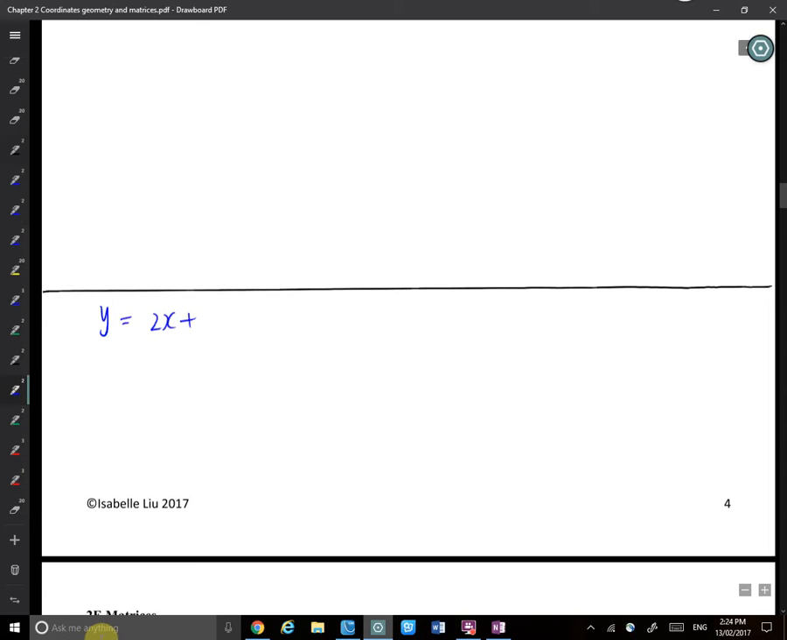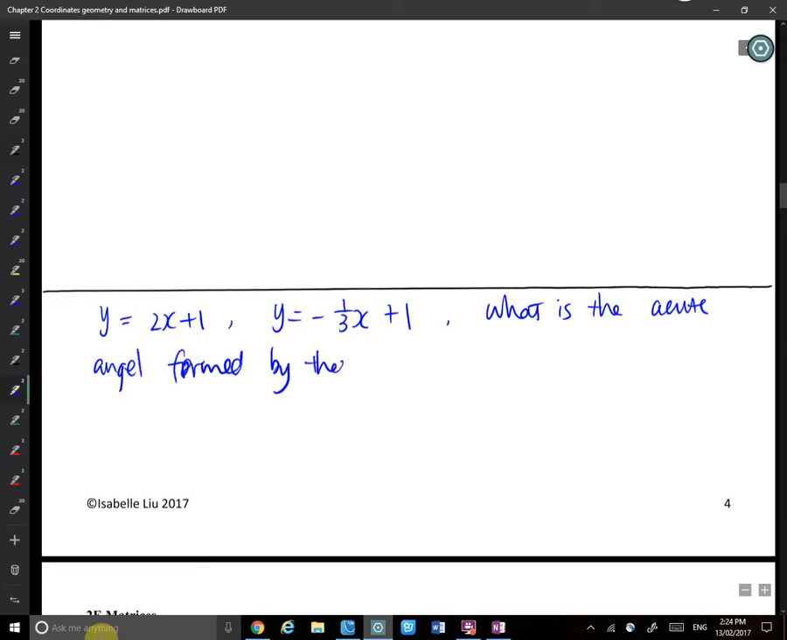y equals 2x plus 1 and y equals minus a third x plus 1. What is the acute angle formed by these linears? Okay, so we have y1 equals 2x plus 1, we have y2 equals minus a third x plus 1. I want to know what is the acute angle formed by these linears.